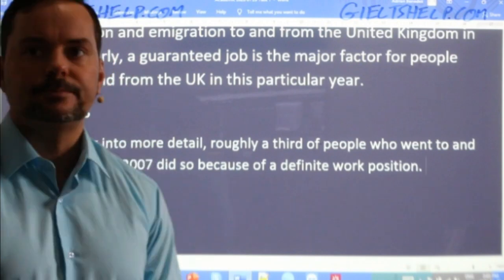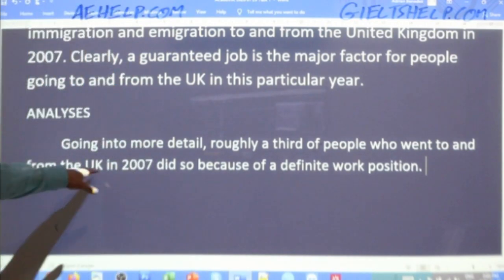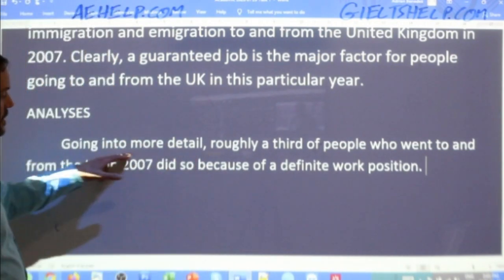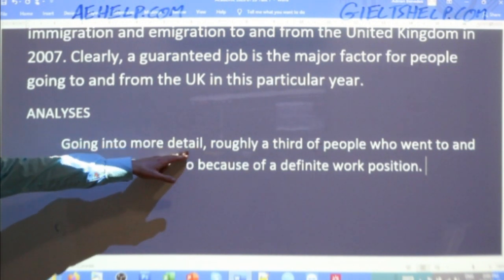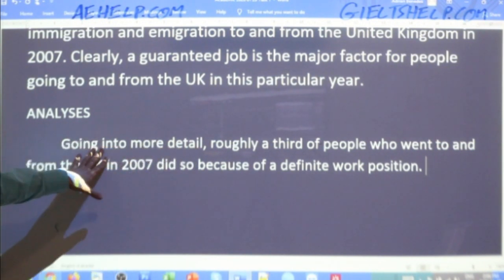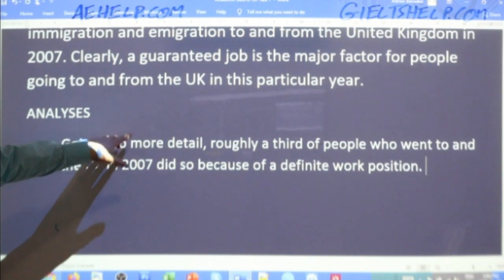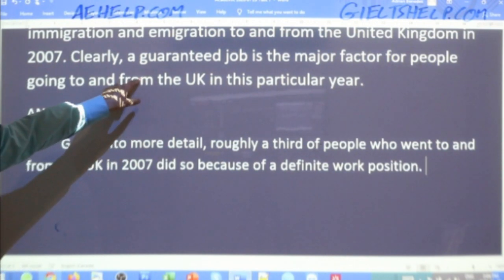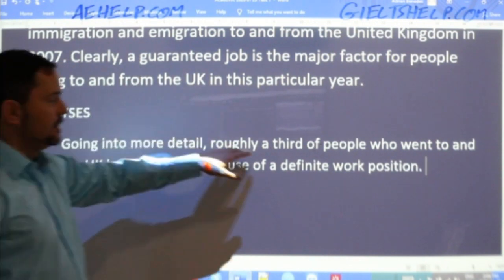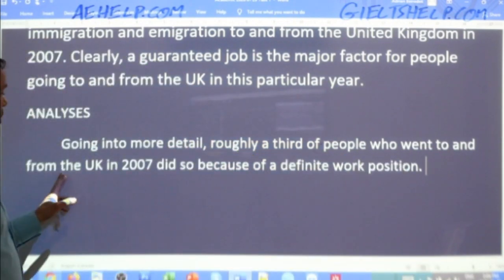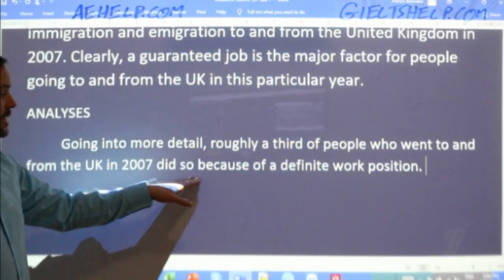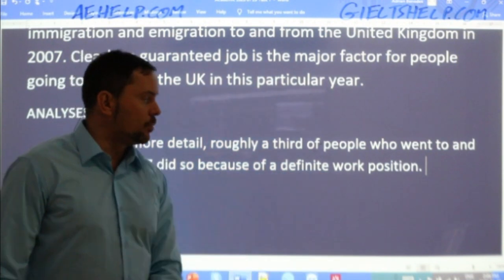Okay. So this is what I have. Going into more detail, comma, that's a nice opening expression. This is not a word filler. It's accurate because we're going into more detail regarding this last statement here. Roughly a third of people who went to and from the UK in 2007 did so because of a definite work position.